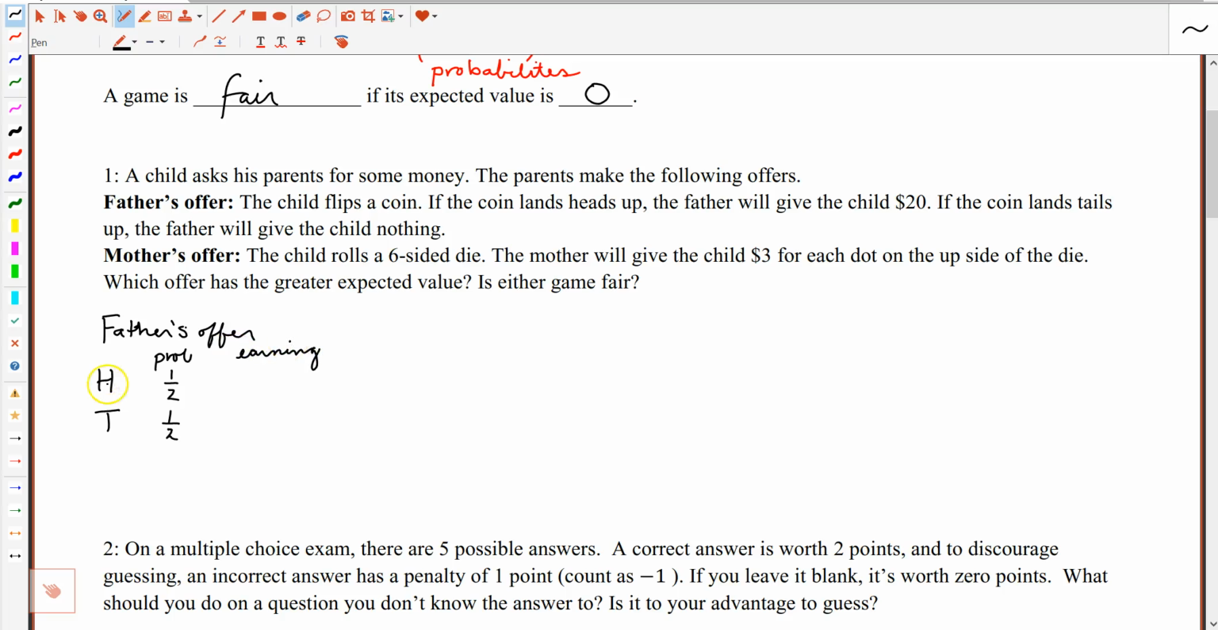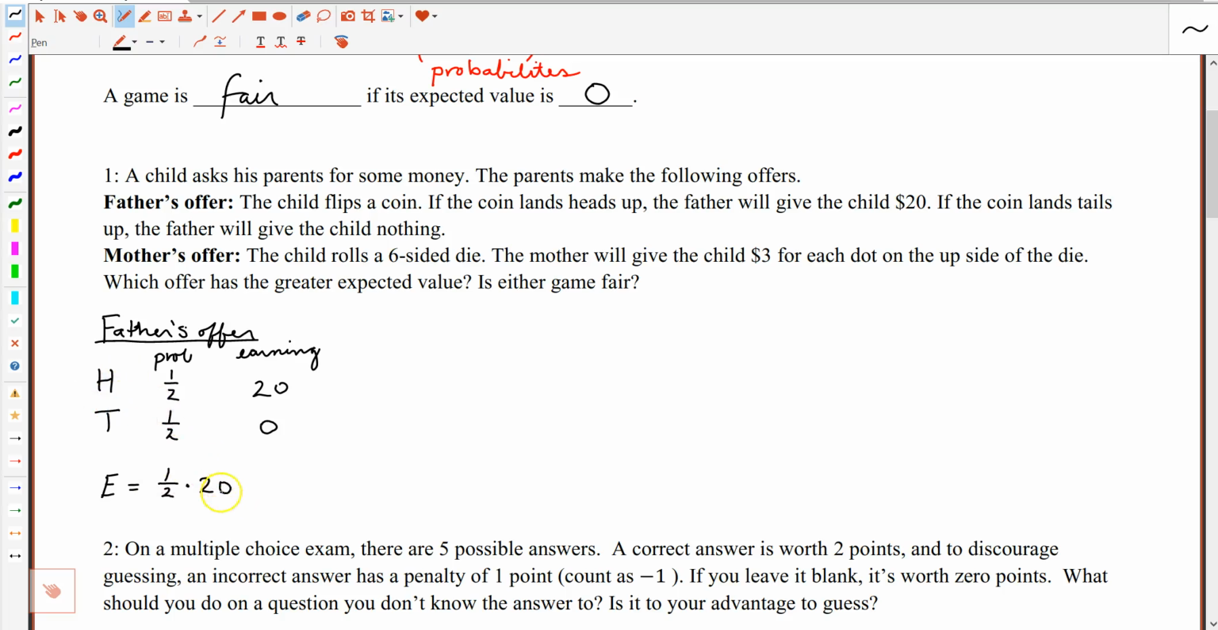If a heads lands, the earnings to the child would be $20. If a tails lands, the earnings to the child would be 0. Now we have everything we need in order to compute expected value for this scenario. So the expected value, for each of the different scenarios, we're going to take the probability it happens times the earnings, or the amount of money won or lost, and then we're just going to add that over all the different scenarios.